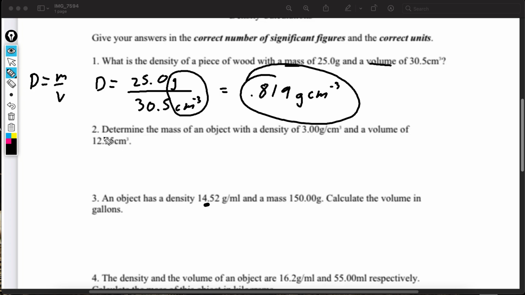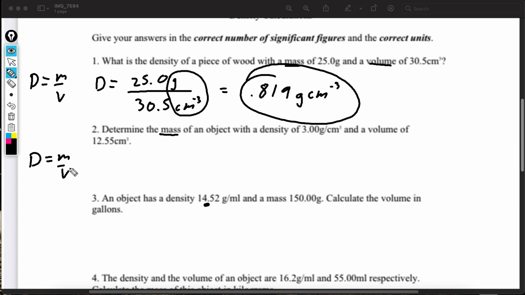Let's go for the second one. So we got: determine the mass of an object with a density of 3 grams per centimeters cubed and a volume of 12.55 centimeters cubed. All right then. This one's not too bad. Oops, I think I scribbled. So let's do our formula once again. We got density equals mass over volume. So determine the mass. So that's what we got to find out.